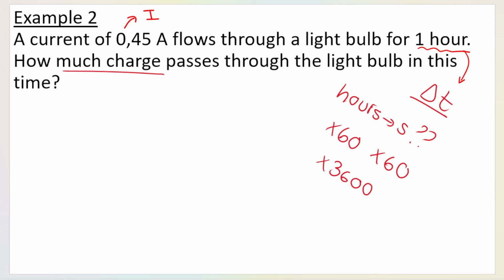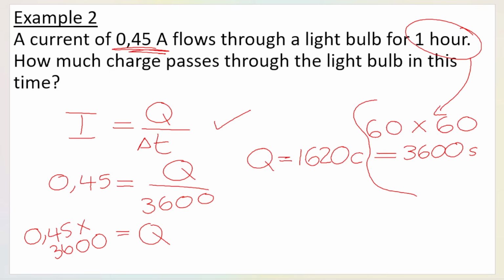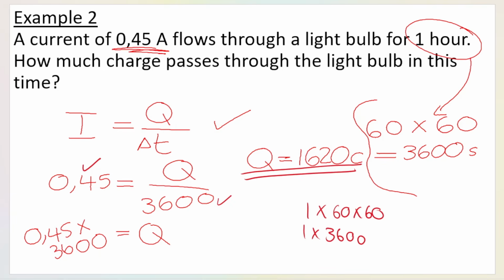They want charge. So once again, you write your formula, you substitute in your value. So current is 0.45, that was given. Time is 3,600 because it was 1 times 60 times 60, or 1 times 3,600. That's how I got it from hours to seconds. And then you say 0.45 times 3,600, and there's my answer with my unit.